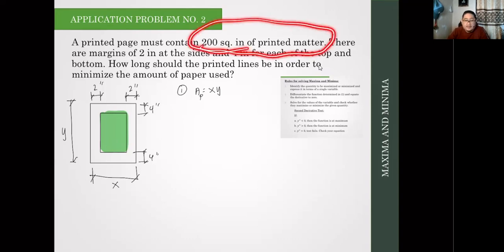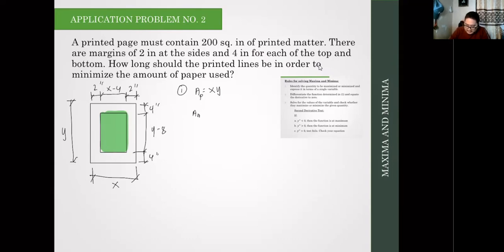Okay? 200 square inch. Alin ba yon? Ito yon, yung may kulay green. Ano ba yung dimension ng kulay green? So, based sa figure, would you agree na ito ay y minus 8? Okay? And then ito, x minus 4. So, yung area ng matter is equals to x minus 4 times y minus 8. And then given 200 square inch siya, is equals to x minus 4, y minus 8.